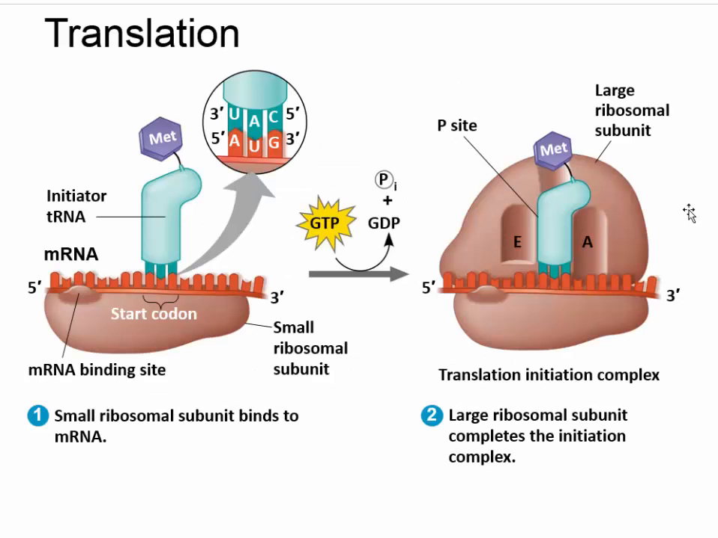And here we are. Translation is occurring. So the small subunit is binding to the messenger RNA on the left-hand side, and the large subunit completes the initiation complex, and you have this configuration.